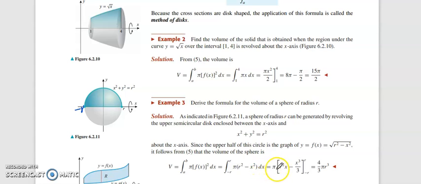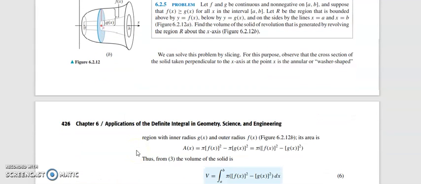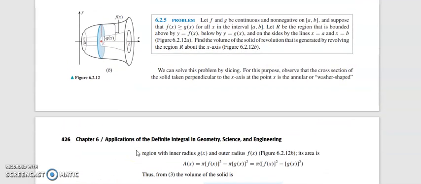Upon integrating you will get pi r square x minus x cube by 3 from minus r to r. Applying the limits, r and minus r, you will get 4 by 3 pi r cube. So that is the required volume. And let us quickly look at the next method.